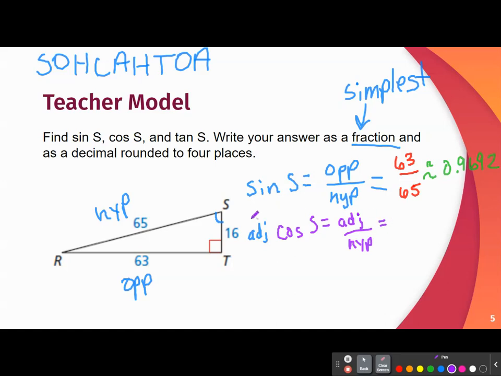So look at angle S. The side adjacent would be 16, and the hypotenuse is 65. And let's make sure that that does not reduce, and it does not. And what would be the decimal? If I type in 16 divided by 65, I get approximately 0.2462, because the 5 makes the 1 round to a 2. Let me use a different color, 0.2462.